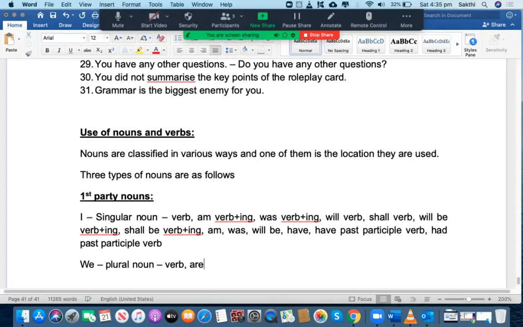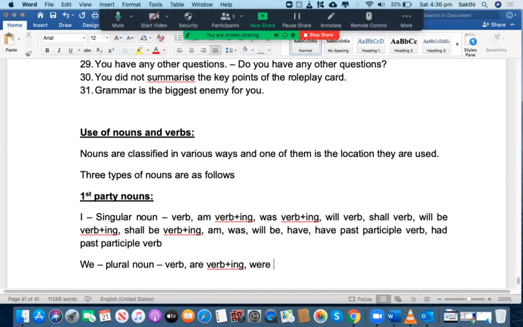We go with are and verb plus ing. For example, we are going, we are coming, we are eating, we are running, we are driving, we are reading, we are studying, we are preparing, we are sitting, we are standing, we are walking.